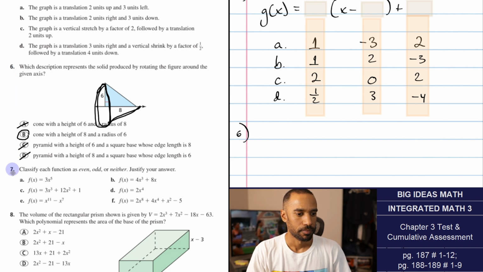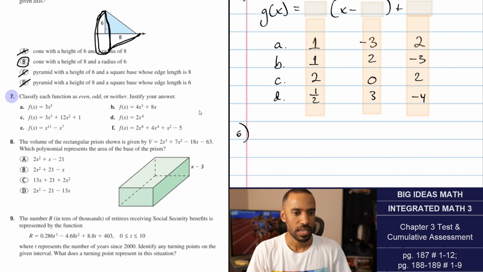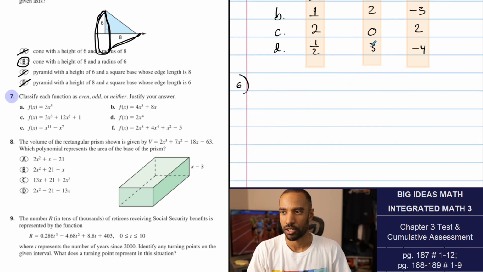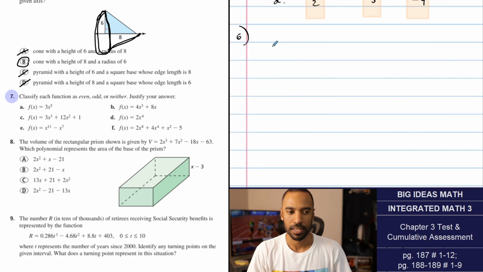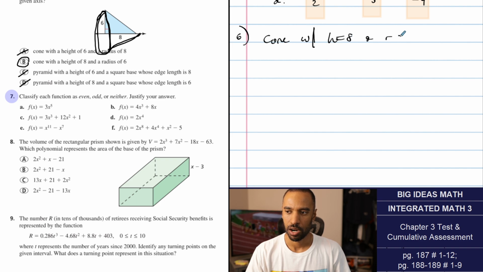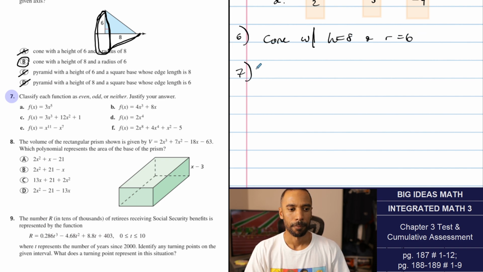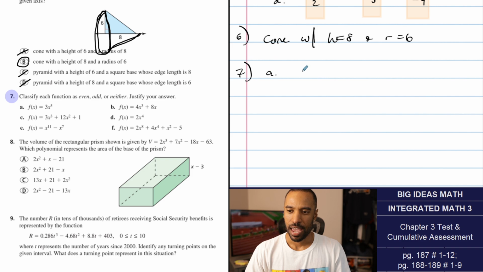Okay, number 7. Classify each function as even, odd, or neither. Justify your answer. I'm going to justify my answer. There's nothing I have to say for 6. Well, cone with height, hold on. Height equals 8 and r equals 6. All right, number 7. All right, we have A.